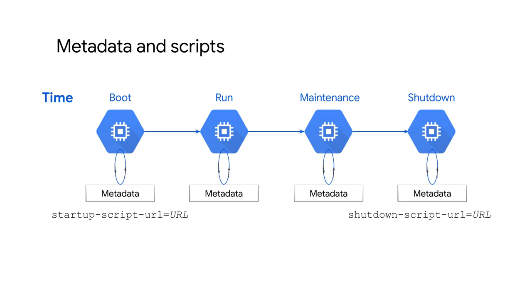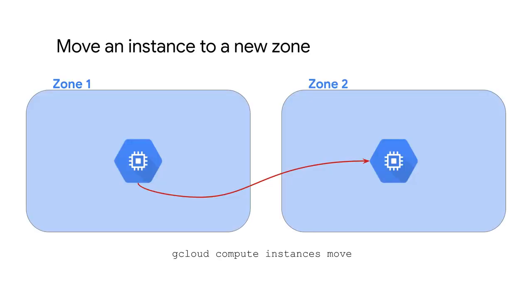Storing and retrieving instance metadata is a very common Compute Engine action. I recommend storing these startup and shutdown scripts in cloud storage, as you will explore in the upcoming lab of this module. Another common action is to move an instance to a new zone. For example, you might do so for geographical reasons or because a zone is being deprecated.